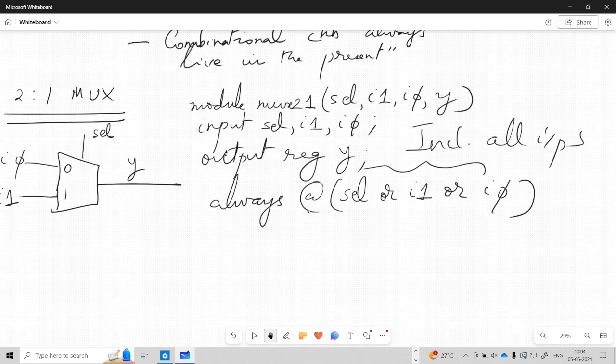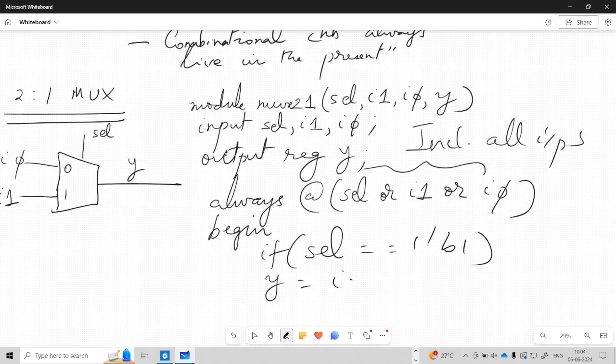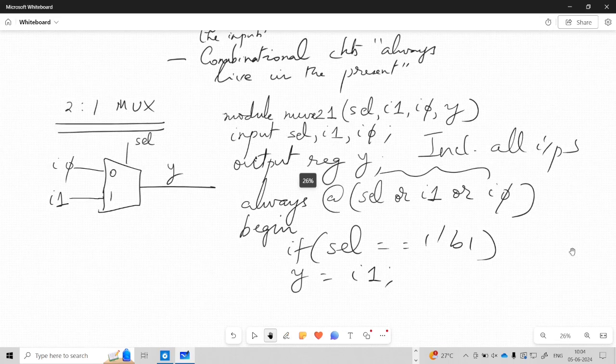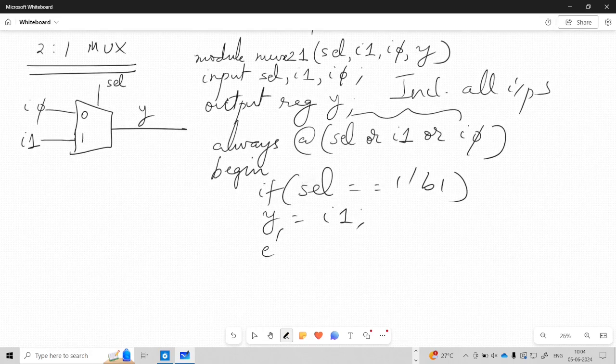So this is a very important coding practice as far as combinational circuits are concerned. There is one more very important best practice which we will see later. Okay, so now we will move to the operative part of the code. It is just a single if statement which depends only on the select input. So if the select is 1, we assign the output to I1, else we assign the output to I0. It is as simple as that.